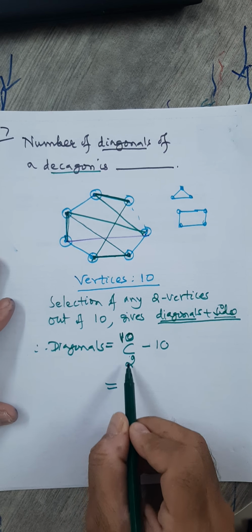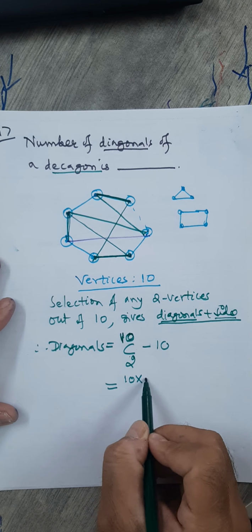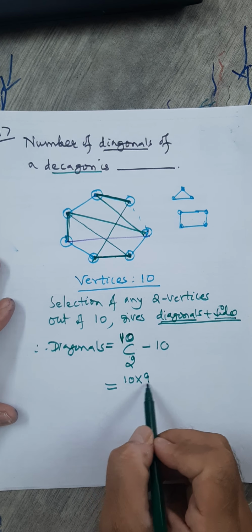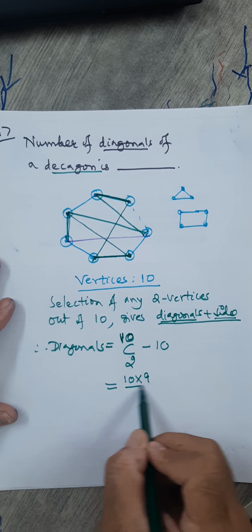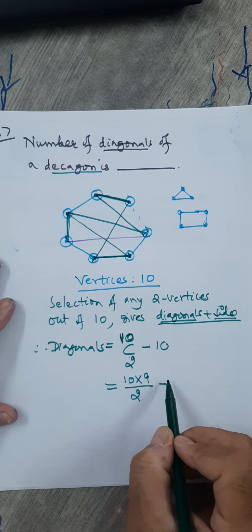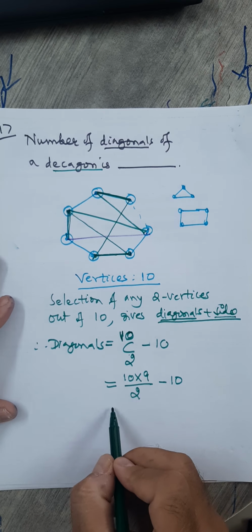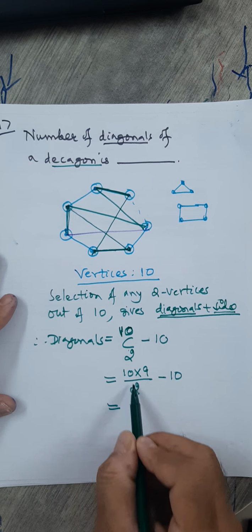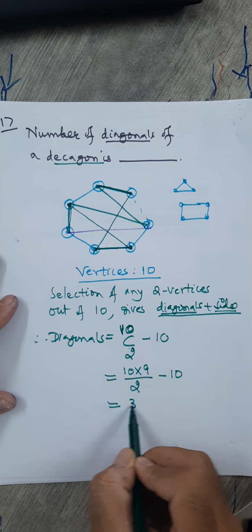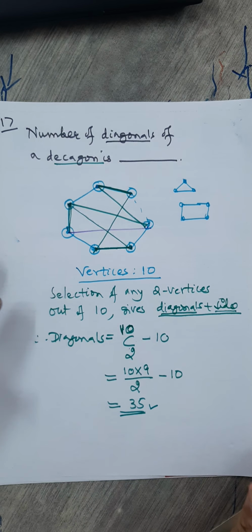Simplify this. What is this? 10 into 9 by 8 factorial will get cancelled, by 2, that 2 factorial, and 10. This is 45 minus 10, so you'll get the 35. So it has 35 diagonals.